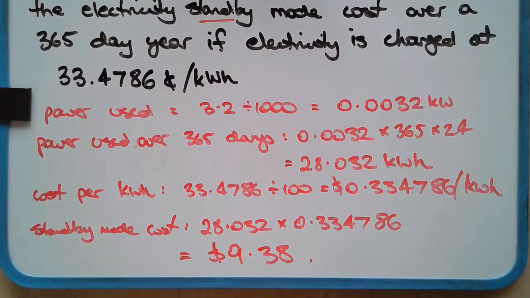So in other words, it costs nearly $10, or $9.50 or thereabouts, just to have the TV plugged in on standby power, and that's just one appliance. If you have multiple televisions, microwave ovens, and other appliances that are plugged in but not being used, this is just for one appliance. So it could get quite costly just leaving things on standby power.